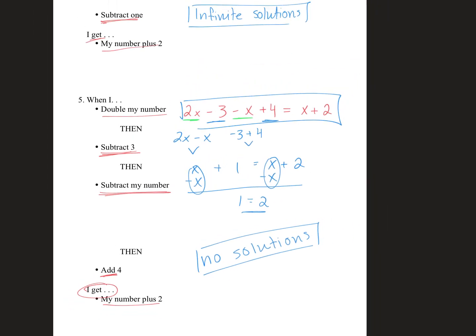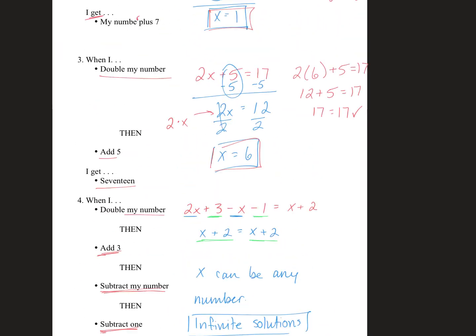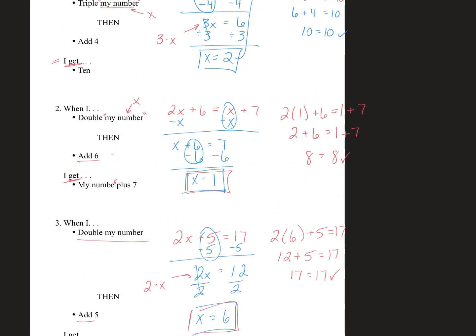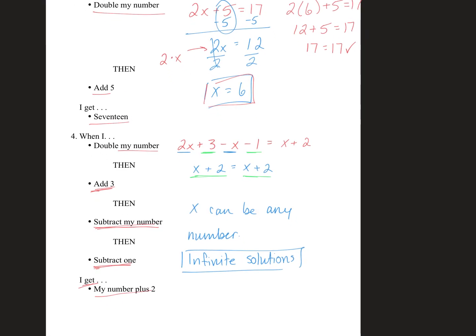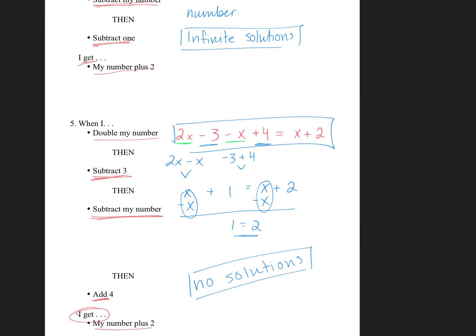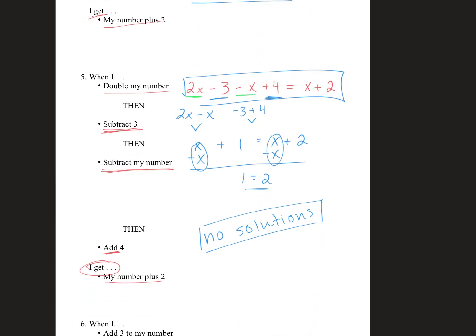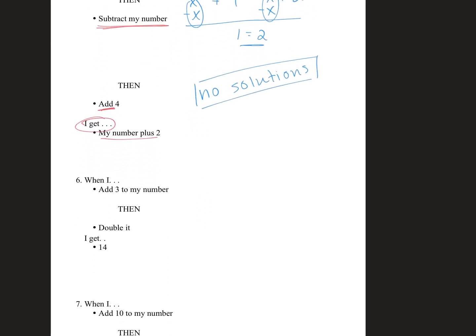So just to do a quick recap, we've seen examples that have one solution, like x equals 2, x equals 1, x equals 6. We've seen an equation that has an infinite number of solutions, and we've also seen an equation that has no solutions. So those are our three options when we're solving an equation. We can have one solution, no solution, or infinitely many solutions. So let's move on to example 6.